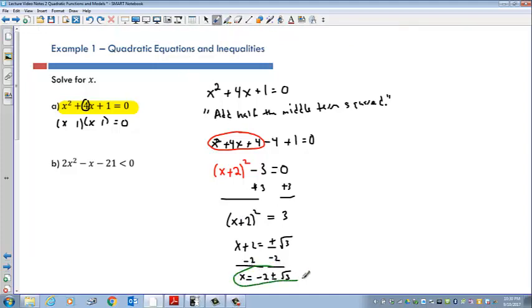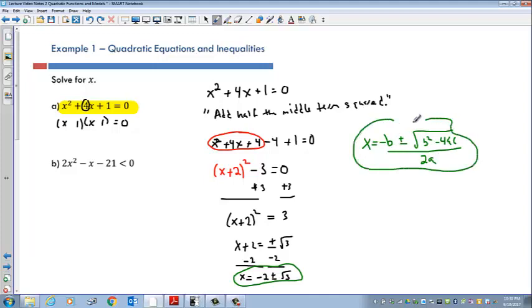Now you could have also used the quadratic formula. So remember, the quadratic formula says x would be equal to negative b plus or minus the square root of b squared minus 4ac all over 2a. But you'll get exactly the same thing. In fact, in the activity we did, we saw that this actually comes from completing the square of the equation ax squared plus bx plus c is equal to 0.